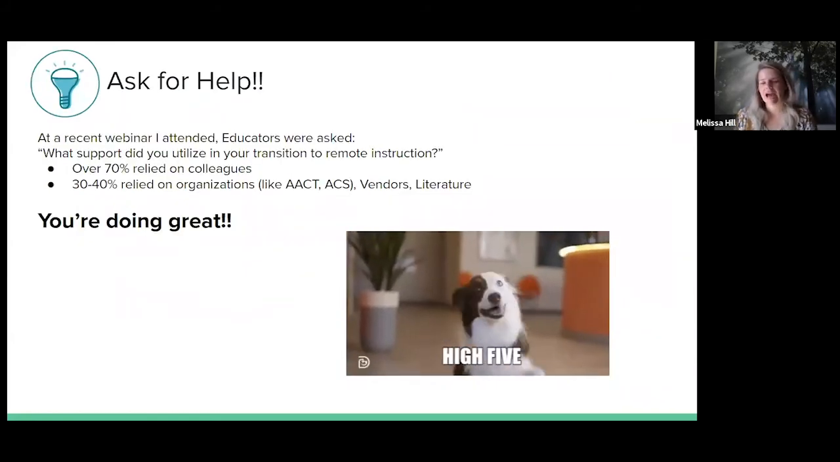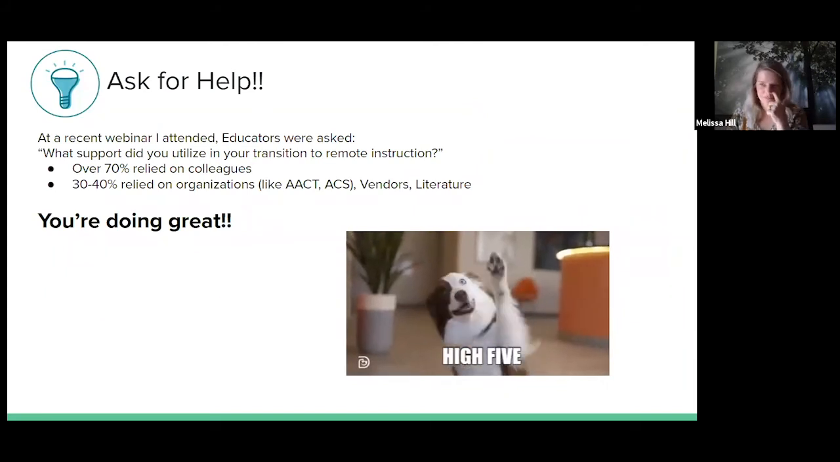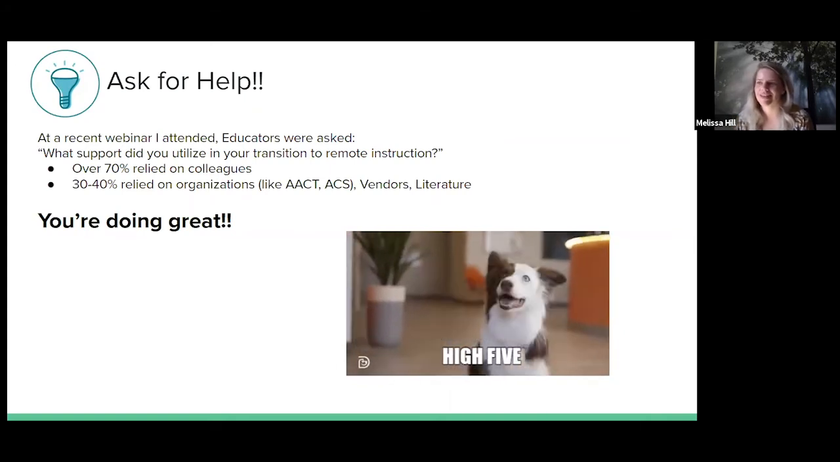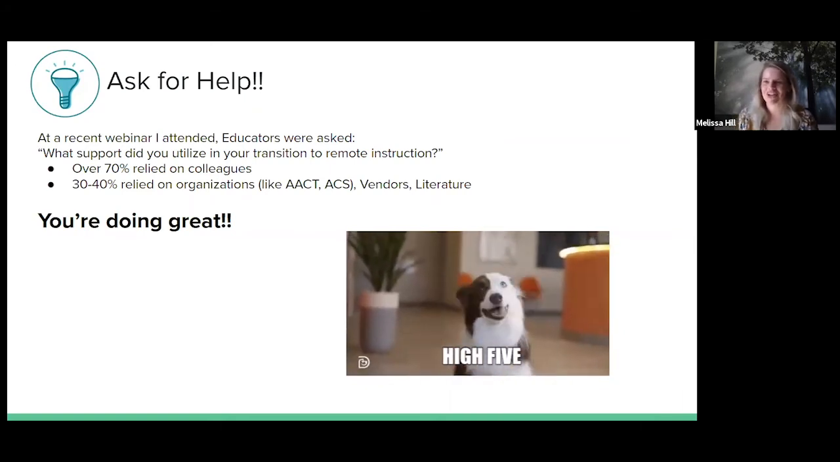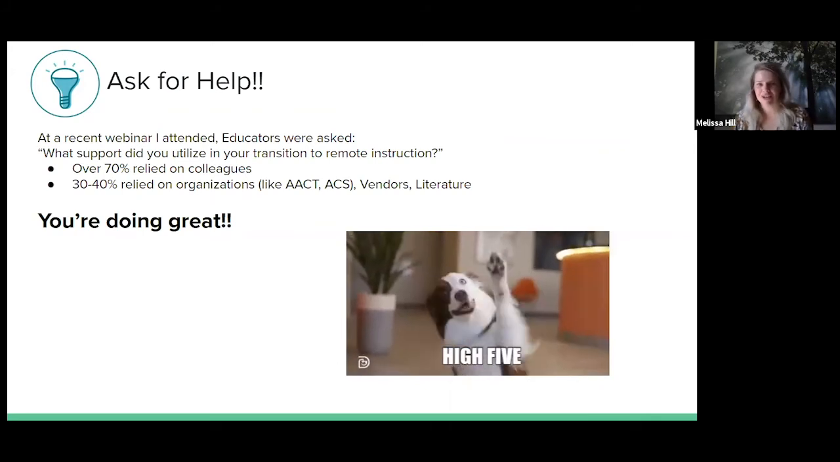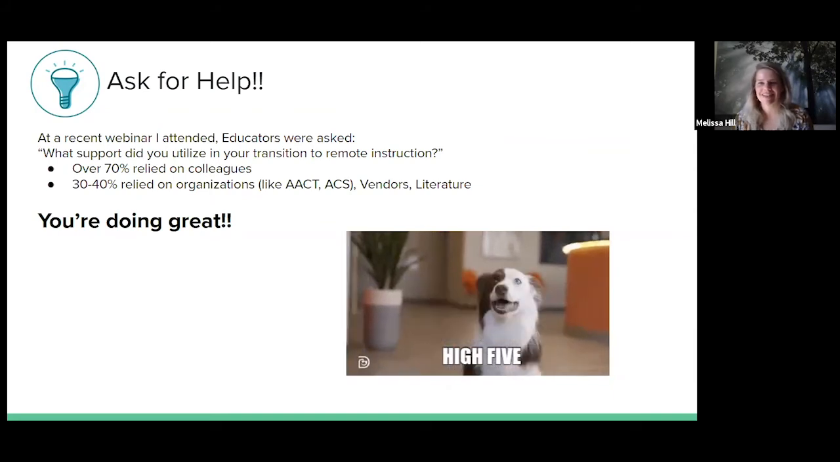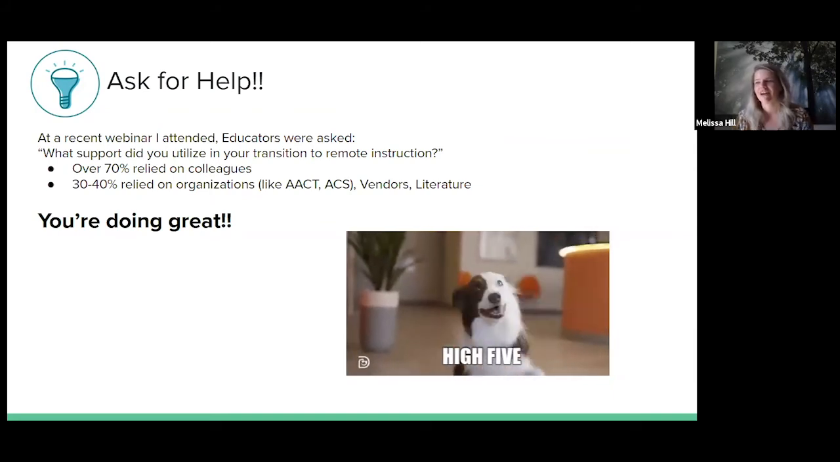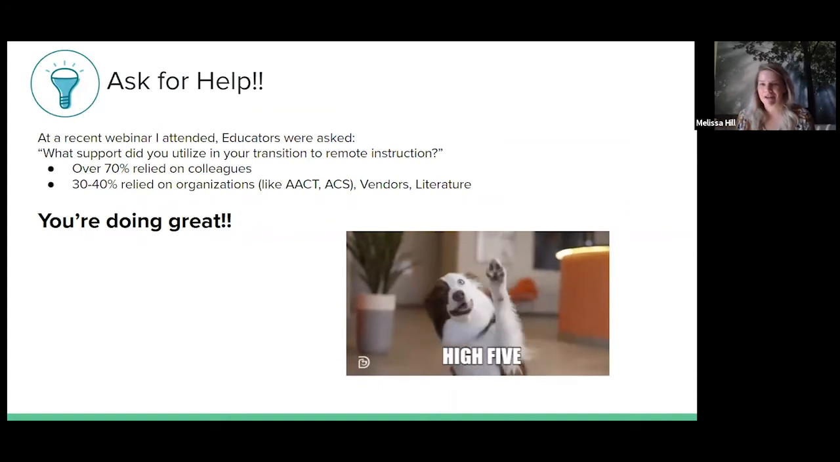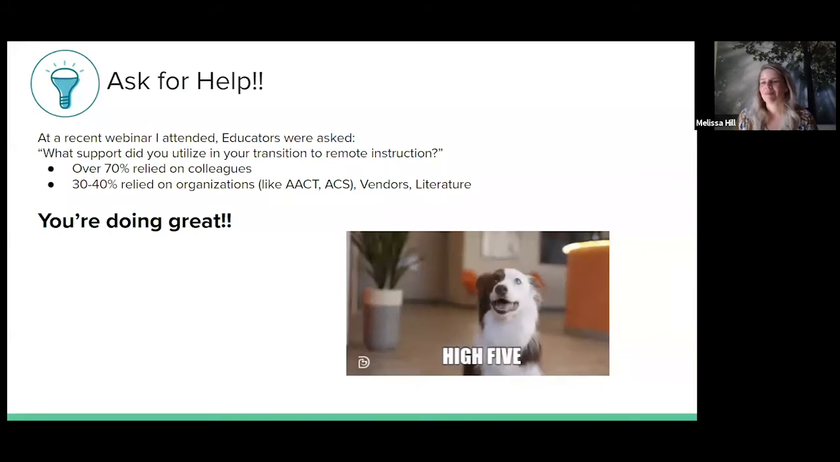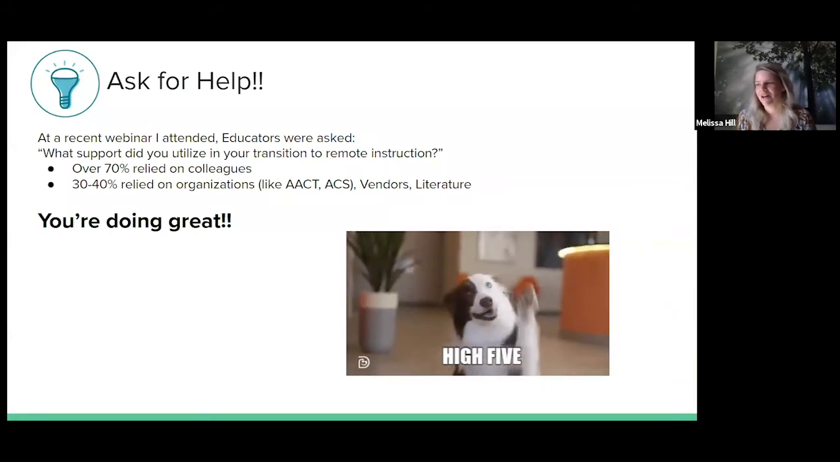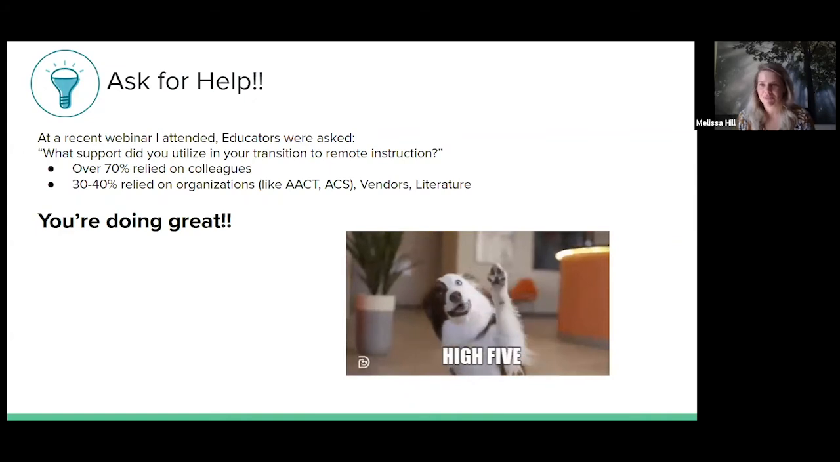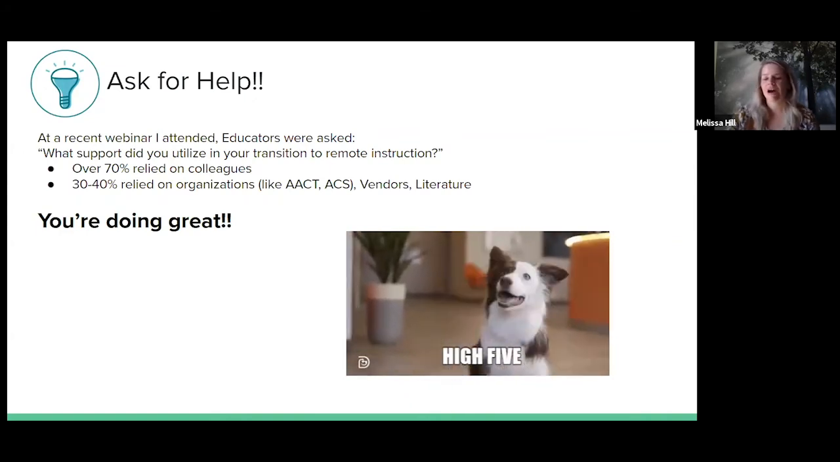So I was recently at an ACS webinar, and educators were asked, what support did you utilize in this transition to remote instruction? And a lot of people relied on their coworkers, but a lot of people also relied on organizations like AACT, ACS, vendors like Vernier. But basically, I just want to congratulate all of you. You're doing great. You're looking for resources out there. This is a hard time for everyone, and whatever resources we can offer you, we want to know about.